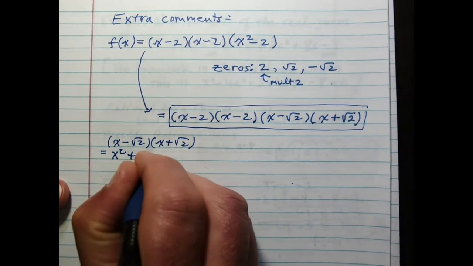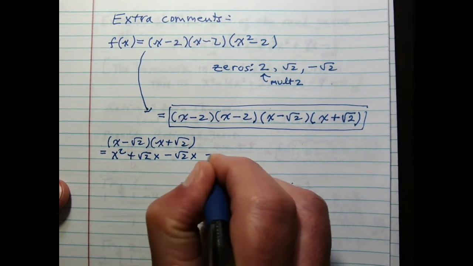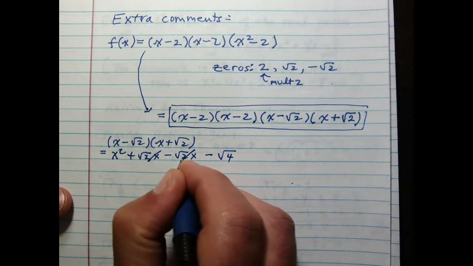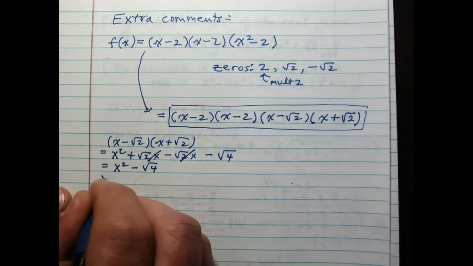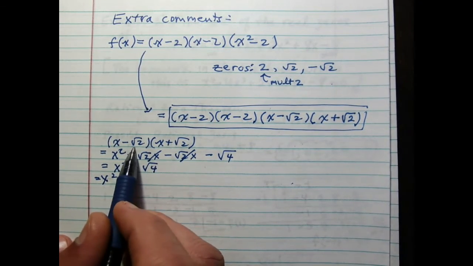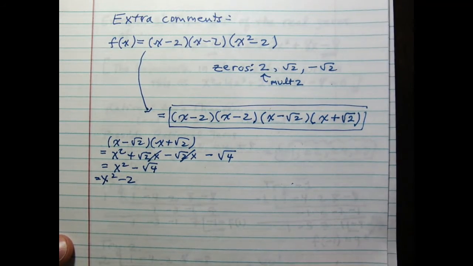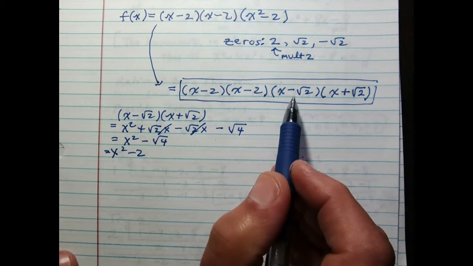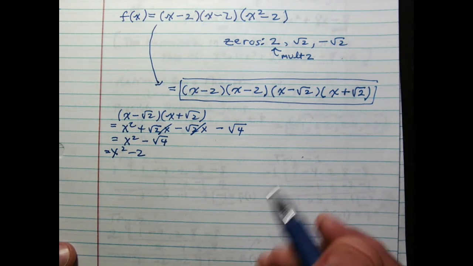You get x squared plus square root of 2x minus square root of 2x minus square root of 4, square root of 2 times square root of 2. These cancel out, and we're left with just x squared minus square root of 4, which is x squared minus 2. So sure enough, those two factors multiply out to be this x squared minus 2 up above. So I just want to make one comment about how that's the fully factored form, where you see the relationship between the real zeros and the factors that correspond to them.